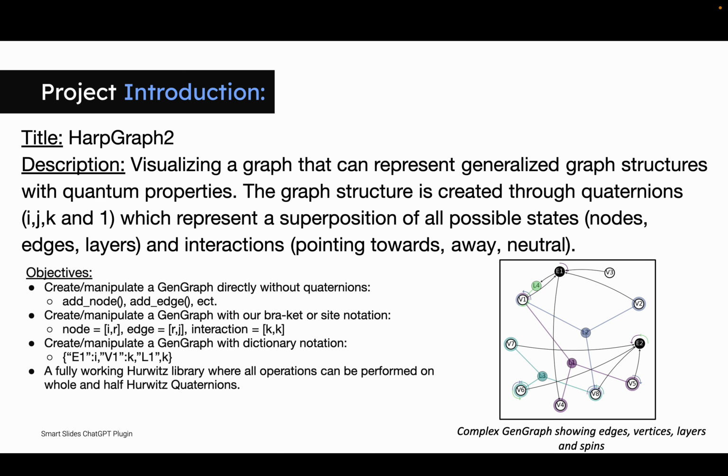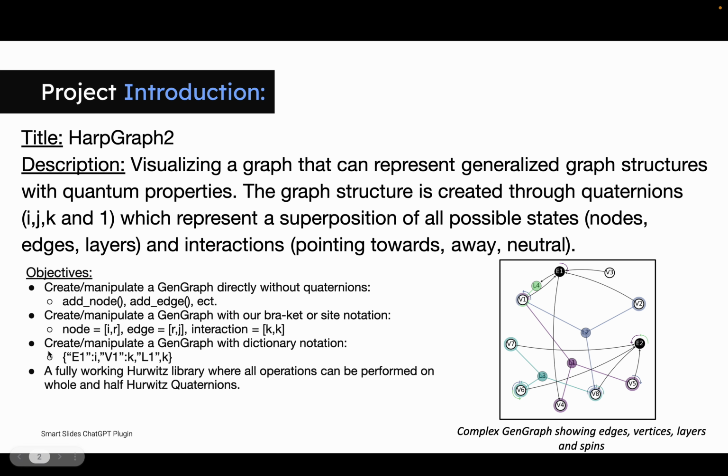Here are the objectives. The first one was to create a gen graph directly without any quaternions. So this meant having functions like add node, add edge, add layer. And the next was to use quantum-like notation. This meant creating a node with quaternion i, an edge with quaternion j, then a layer with quaternion k. And then also an interaction. Here I use k and k, which means a neutral interaction for both of these.